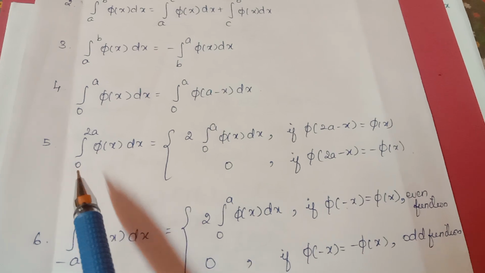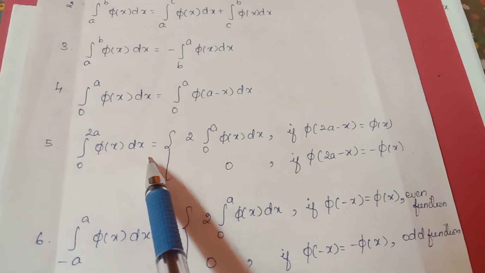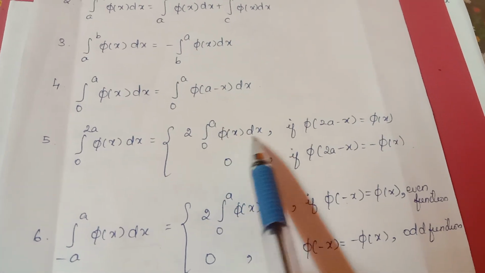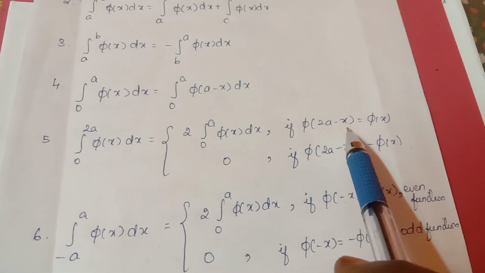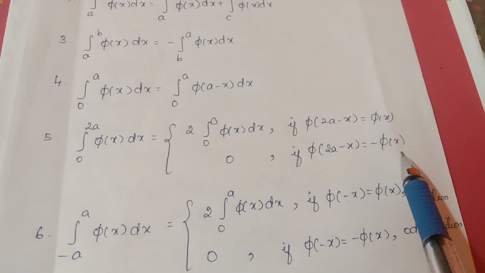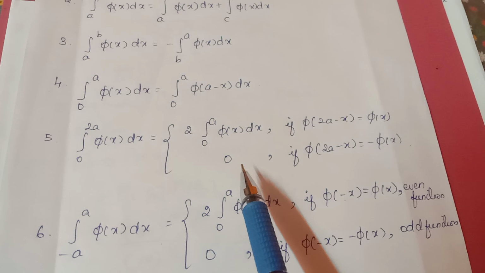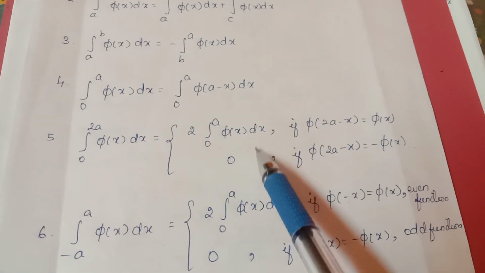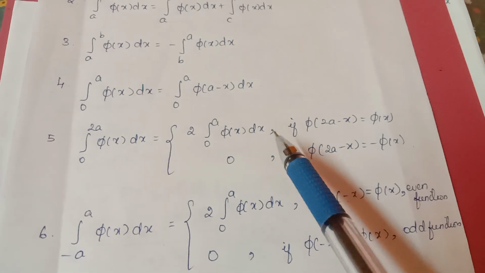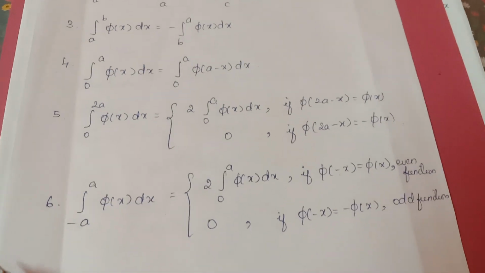The next property is integral 0 to 2a phi of x dx is equal to 2 times integral 0 to a phi of x dx when phi of 2a minus x is equal to phi of x. But when phi of 2a minus x is equal to minus phi of x, the value of the integral is equal to 0. These two properties we will be using for integrating trigonometric functions. These two will be very useful for those problems.